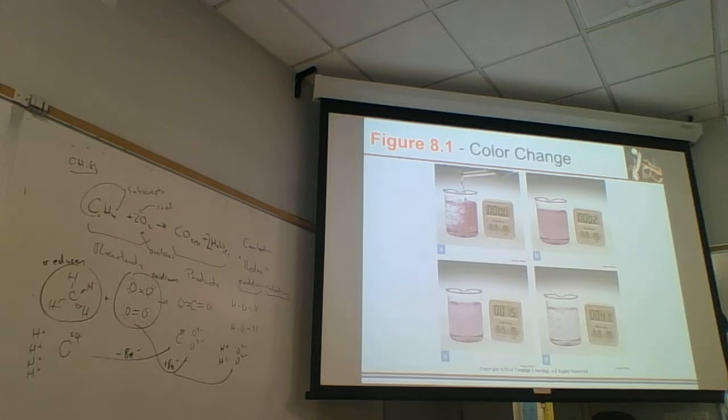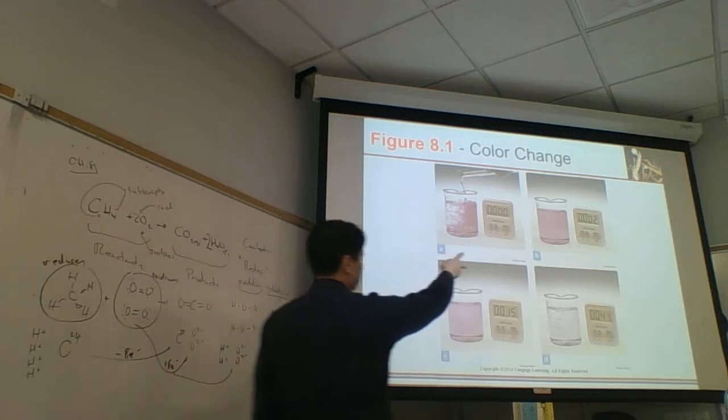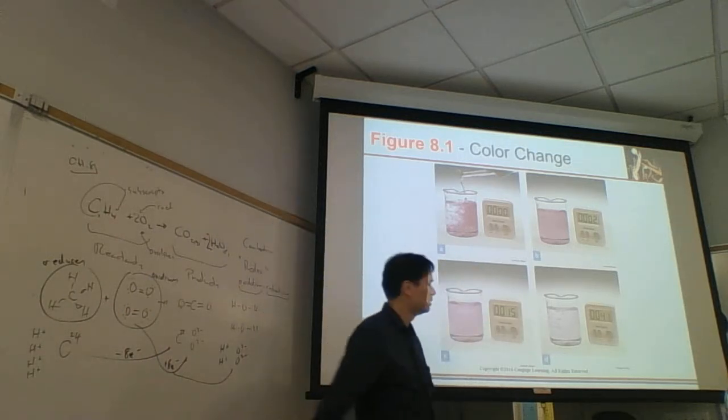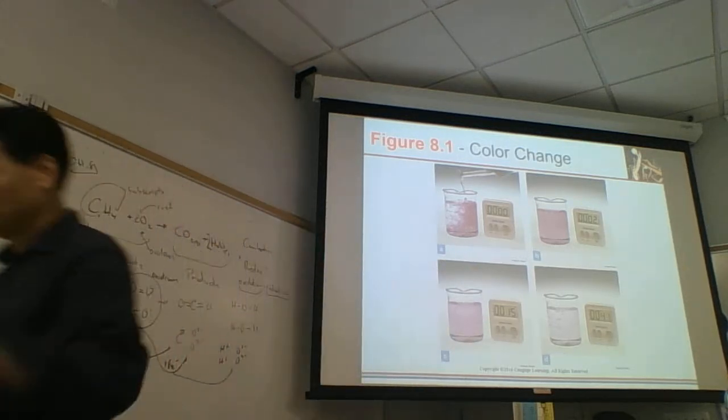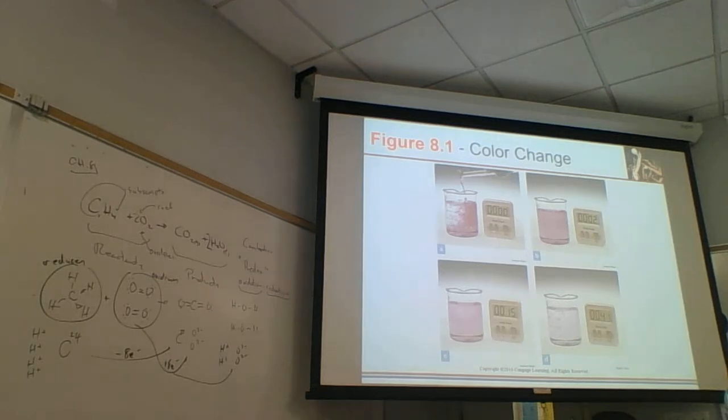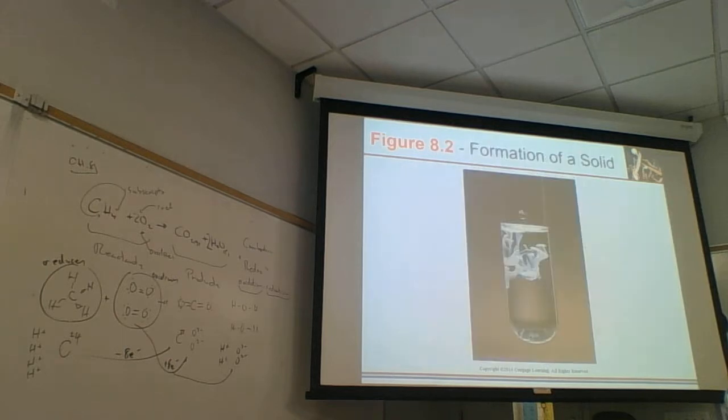So here is a color change over time. It's going from purple to colorless. This is not a factor of dilution because the volume doesn't change. The volume stays the same, but the color just fades. So something's happening there. That's something called phenolphthalein. It's that kind of pink color.